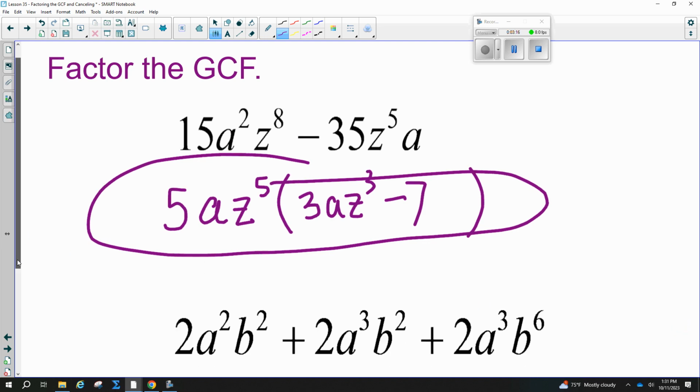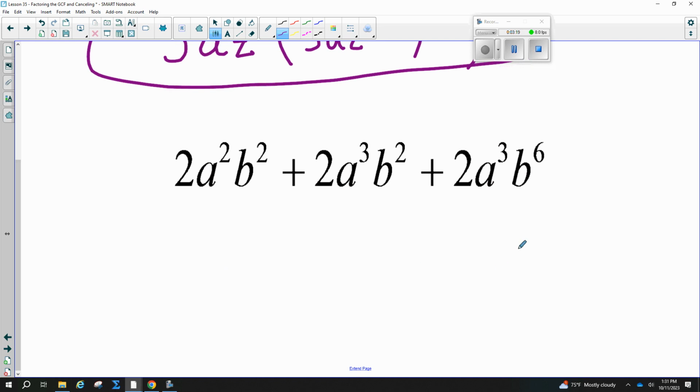All right, go ahead and write this one down. 2a squared b squared plus 2a cubed b squared plus 2a cubed b to the 6th. All right, Enrol, what number is common to all 3 terms? I called on someone. Enrol? That's right. All right, Reagan, how many a's are common to all 3 terms? 2. So I'm going to take out a squared. All right, and Kaylee, how many b's are common? 2. So we always pick the lowest exponent on those, right?